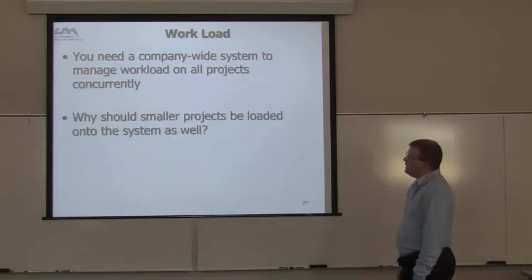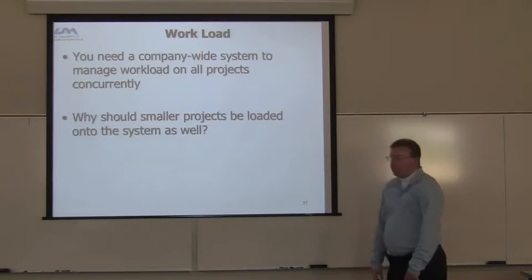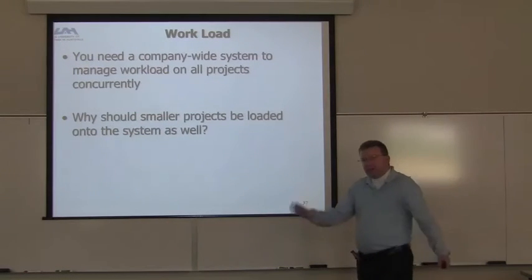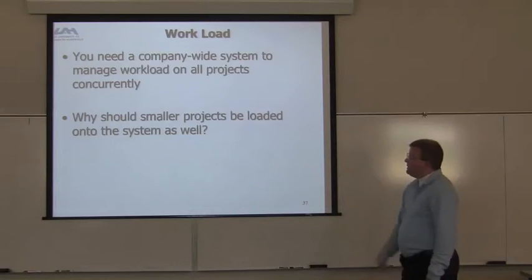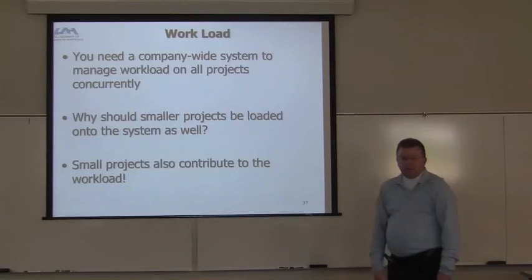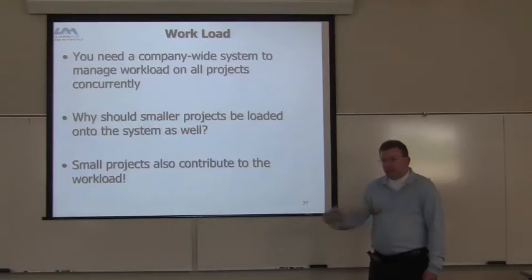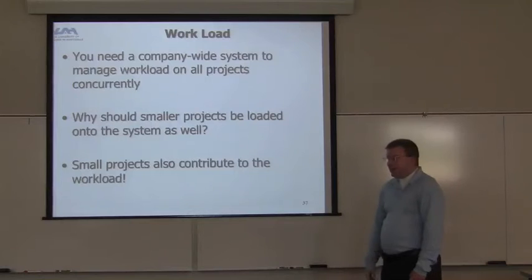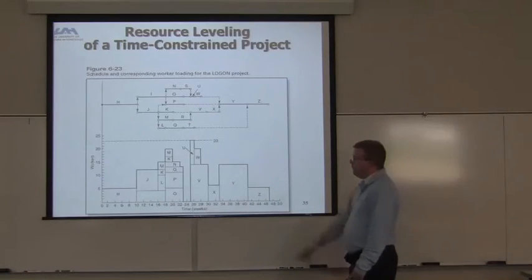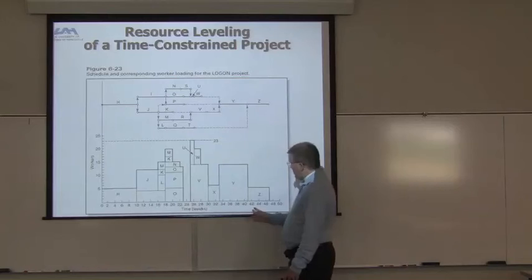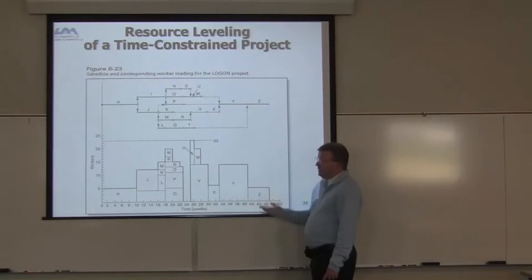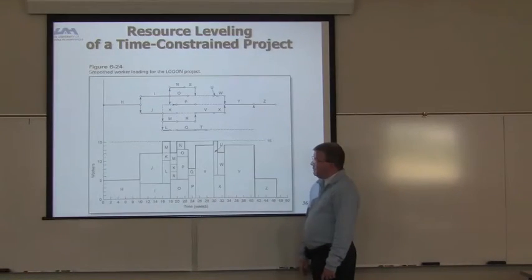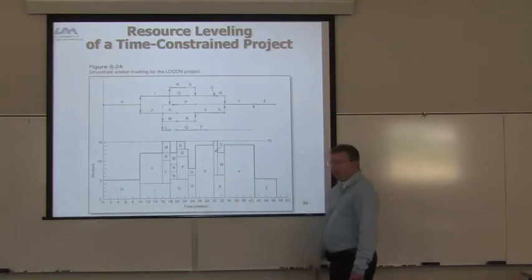So for workload, you need a company-wide system to manage workload on all projects concurrently because people have different things they're doing, right? And why should smaller projects be loaded onto the system as well? Because they also contribute to the workload, right? Because then you can use people and send them back and you don't have to pay for them all the time. Because if you had to pay for 23 people throughout the 50 weeks of this project, that's a lot of waste, right? Instead, if you paid for even 15 people for 50 weeks, that's a lot better than the 23, but that's still a lot of money. It's just because you changed the resources.